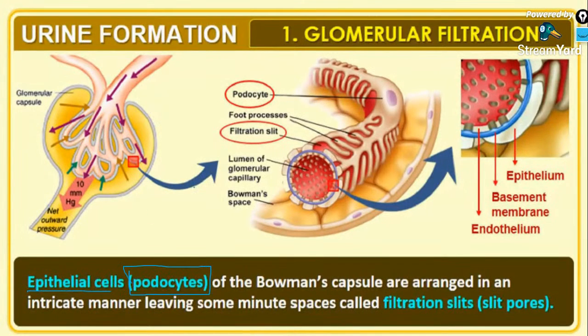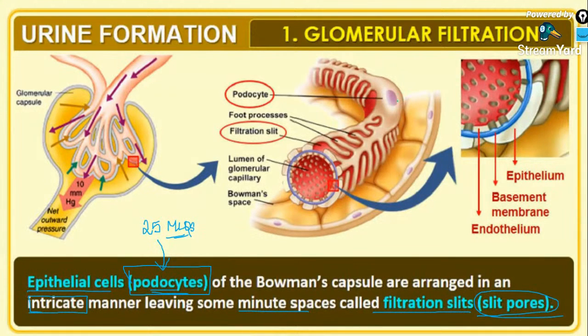This is at least 25 times repeated MCQ. That is the epithelial cells, or the cells which help in the glomerular filtration. It is the podocytes. So podocytes of the Bowman's capsule are arranged in which type of manner? It is arranged in an intricate manner, leaving some minute spaces called filtration slits or slit pores.